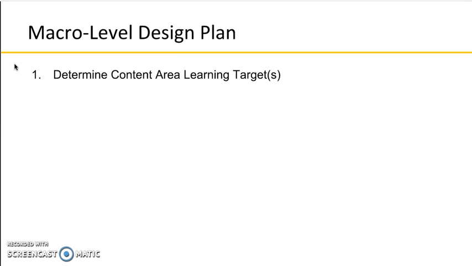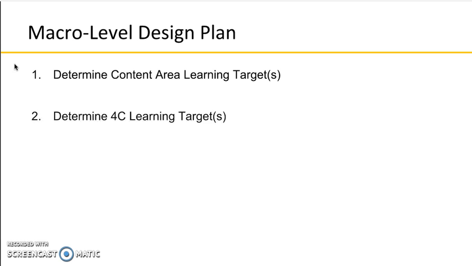The first step is to start with the content area learning target or targets that you want to focus on. It's helpful to think about within which particular course or content area this task will reside, and then within which unit of instruction or which standard you really want to target. You certainly can target more than one content area standard in the same task if you so desire, but you need at least one.